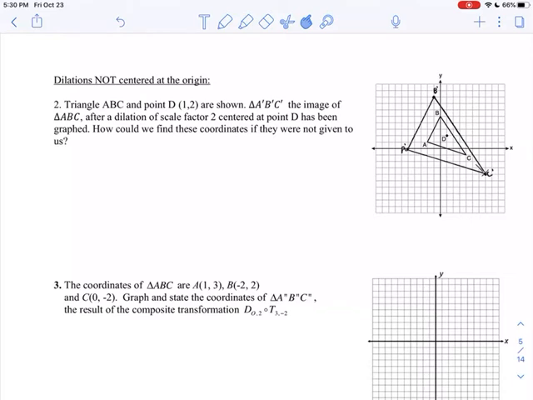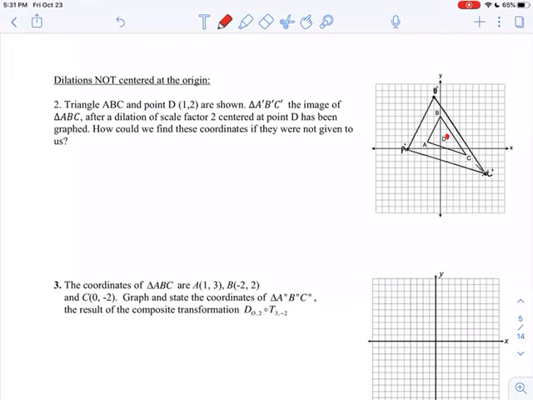Now what happens if it's not centered at the origin? So I have an example right here, and it's already been drawn for us. I have D is 1, 2. That's the point. I'm dilating it about this point in the middle, point D. All right. Triangle A prime, B prime, C prime is the image of triangle ABC after a dilation of scale factor 2 centered at point D.